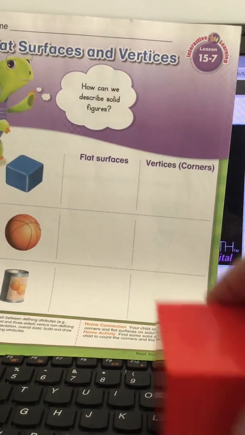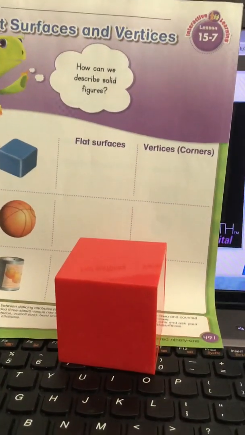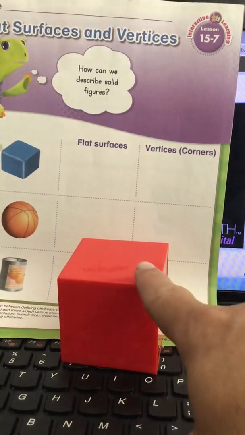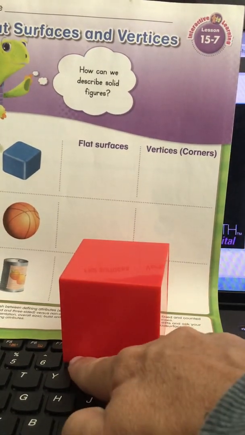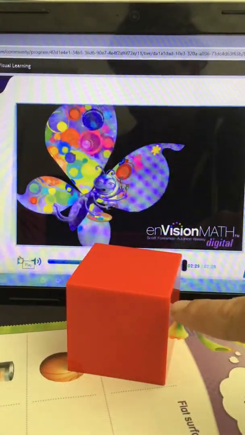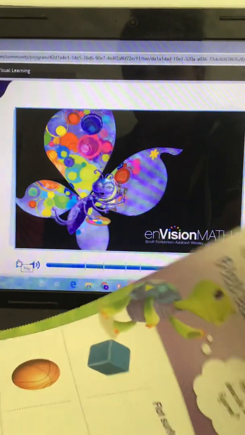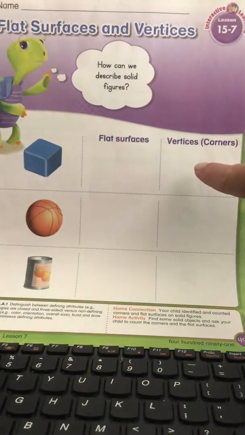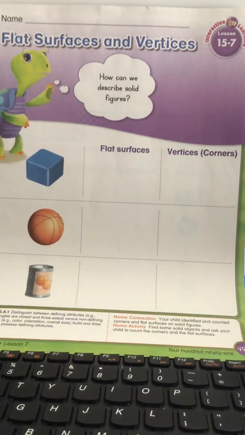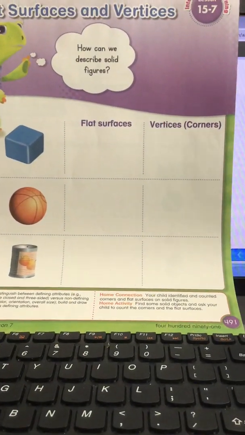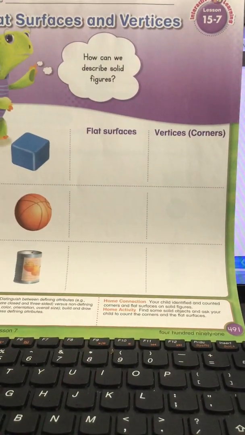Now, how many corners or vertices does it have? 1, 2, 3, 4. And then I have to look at the other side. 5, 6, 7, 8. So the cube has 8 vertices. We're going to write an 8 in the next box. The cube has 8 vertices, or 8 corners, where the flat surfaces meet.